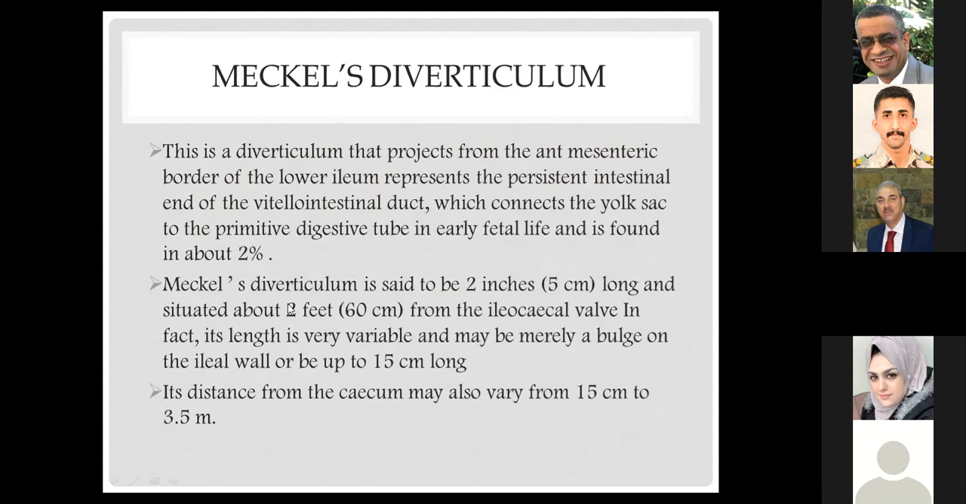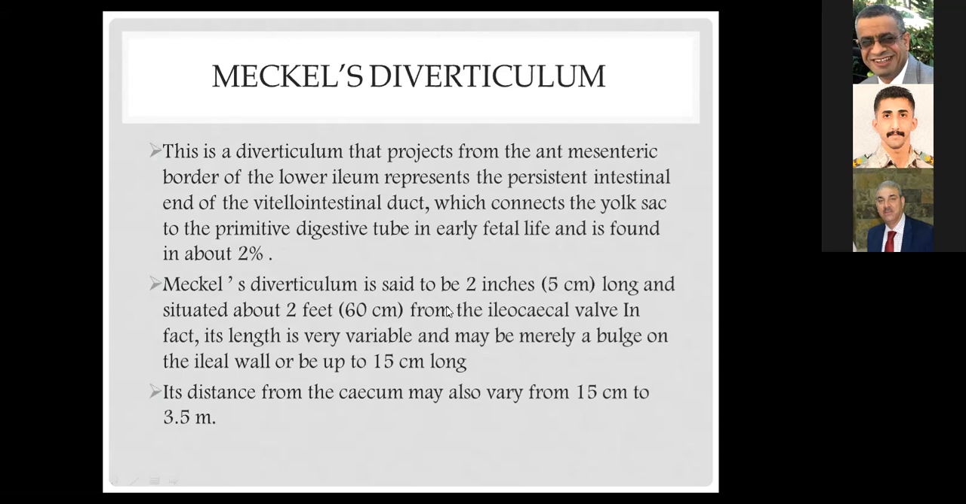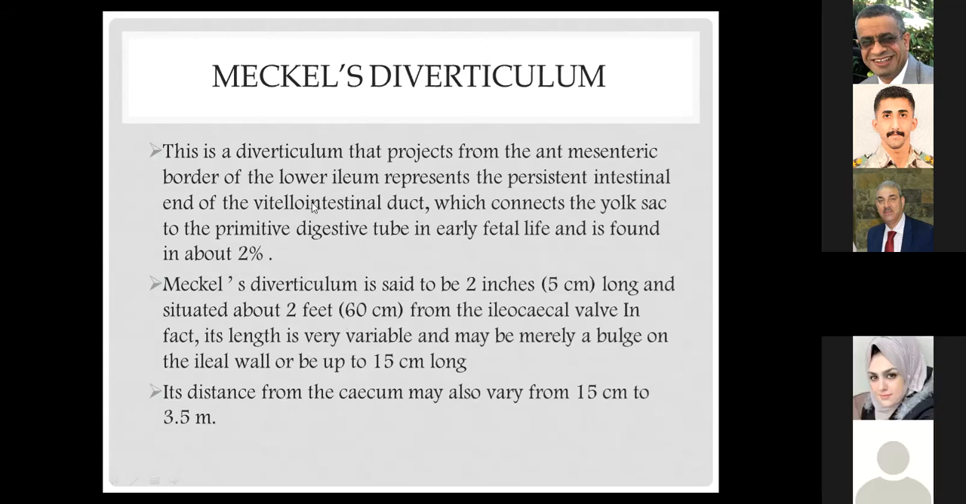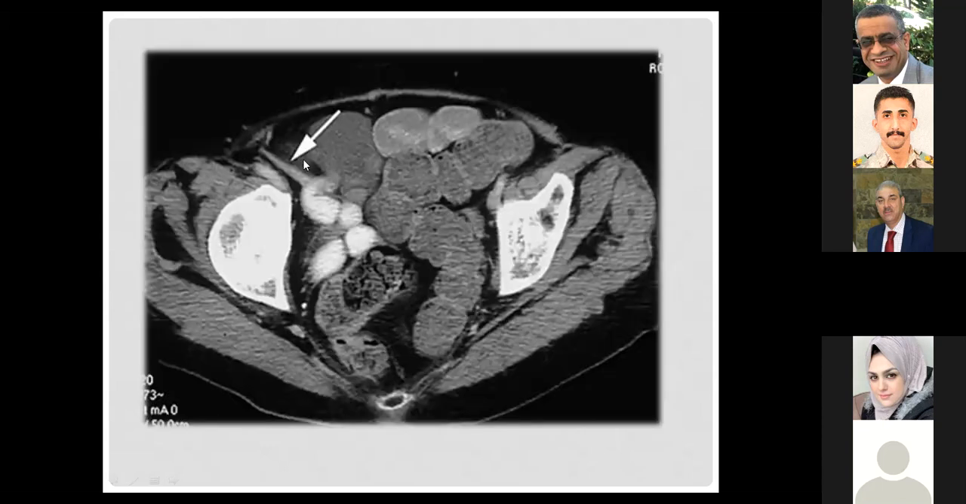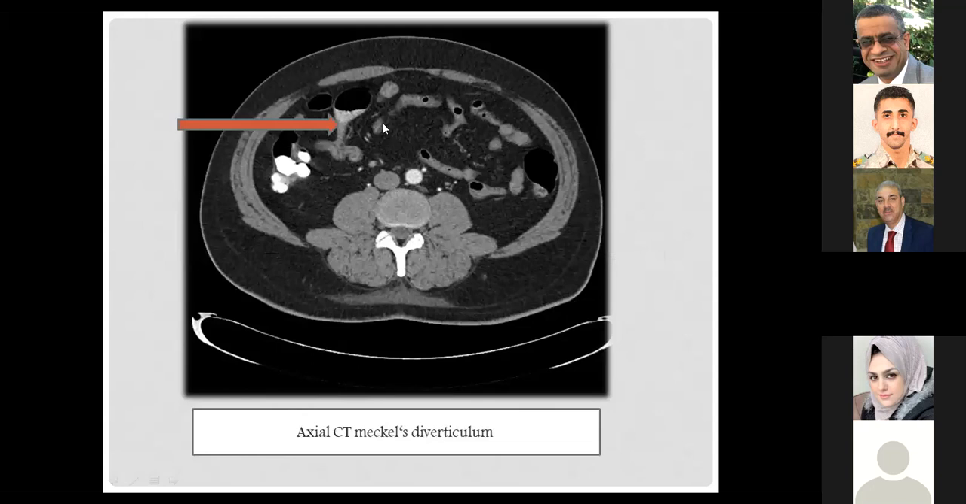Meckel's diverticulum is said to be 2 inches or 5 centimeters long and situated about 2 feet or 6.5 meters. Here we have a picture of the Meckel's diverticulum on axial CT. Another picture on the axial CT.